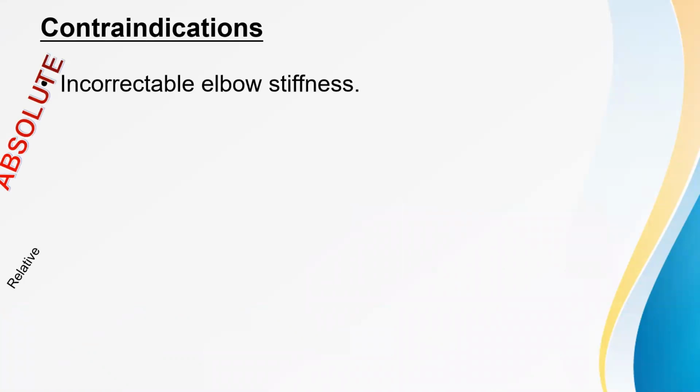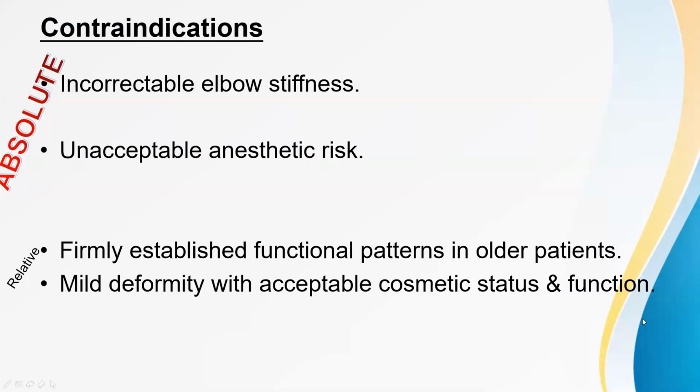Contraindications to surgery. The only absolute contraindication includes incorrectable elbow stiffness, which will prevent the useful use of the hand for feeding or self-caring. And the other absolute is unacceptable anesthesia risk. Relative contraindications are firmly established functional patterns in older patients where surgery might disrupt the already developed function.